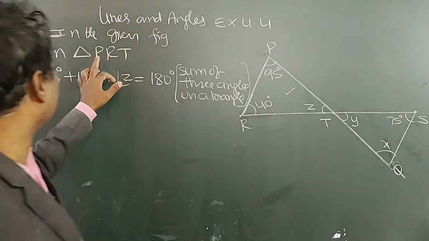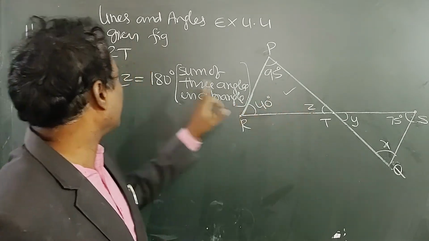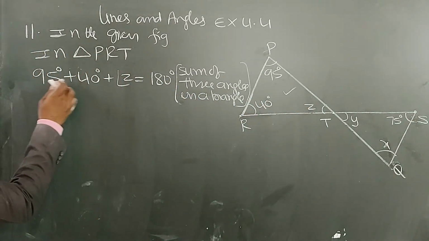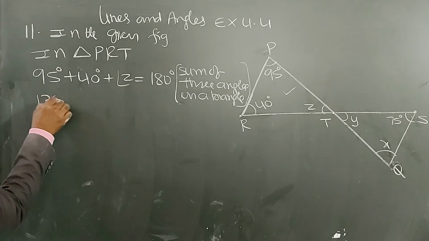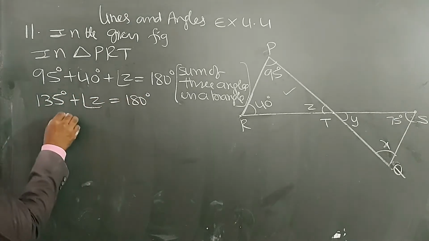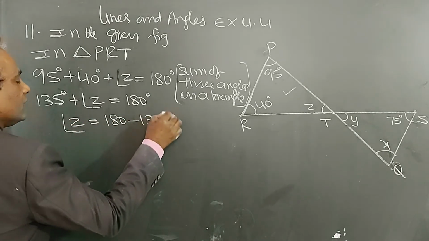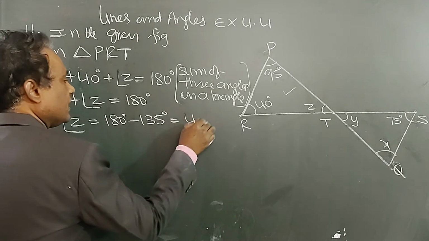PRT is a triangle. This angle plus this angle plus this angle is equal to 180. 90 plus 45 is 135, plus angle Z is equal to 180. So angle Z is 180 minus 135, which is 45 degrees.